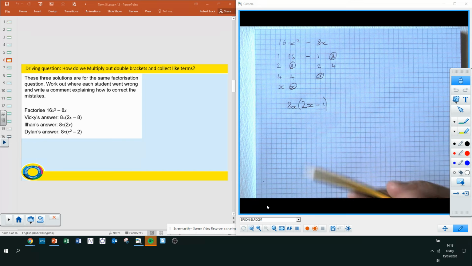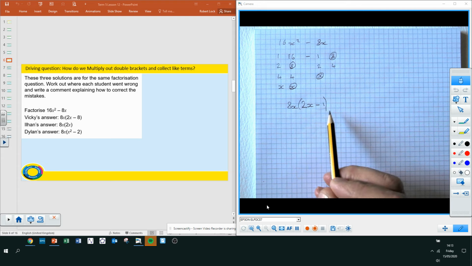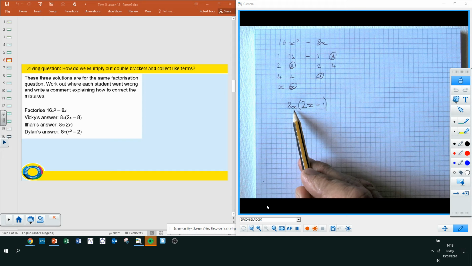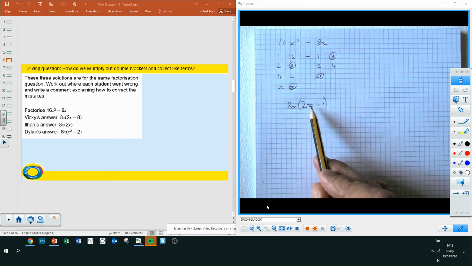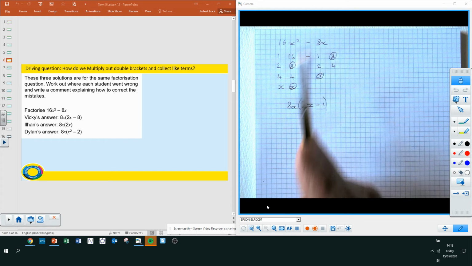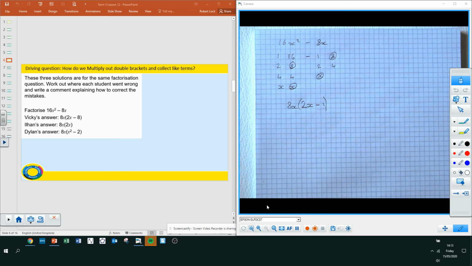And Dylan's answer. Well, he ended up with 8x. He's got x squared. Well, we know that x times x squared would be x cubed, or x to the power 3. So he has changed the 2 here for a square. And at the end as well, it's minus 2. It's minus 1. So 8x times 2 will be 16x, and it's not. We want 8x. So Dylan's all over the place. Let's get the next question.